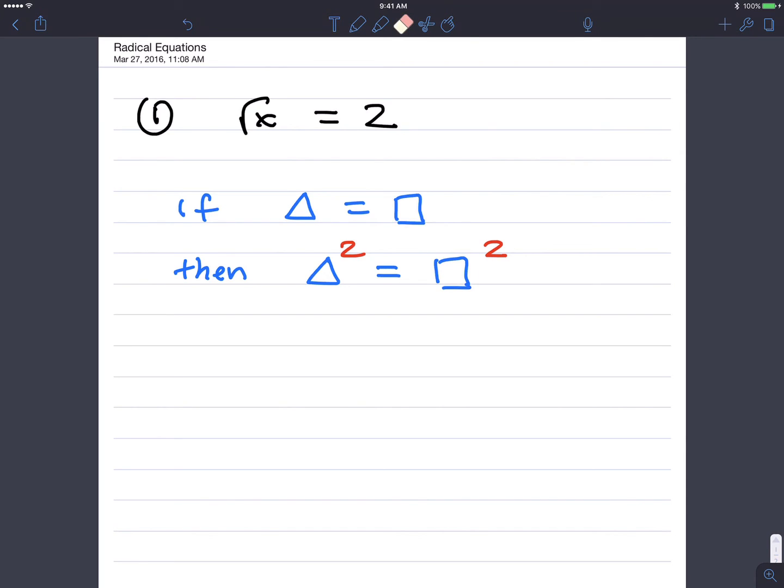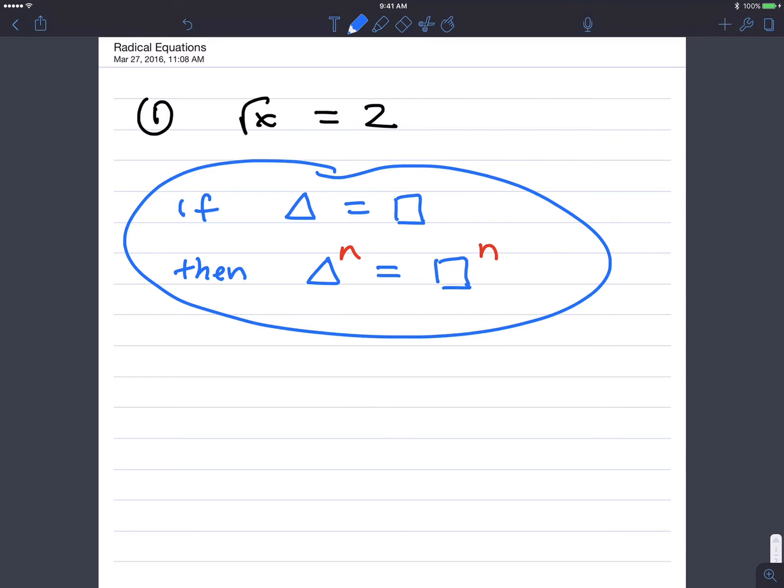So I can square both sides, or raise both sides to the third power, like I said, or I can raise both sides to the general nth power. And typically this is used to get rid of a radical. That is why we have this fact and why we use it: we want to get rid of a radical. In the case of a square root, squaring both sides gets rid of the radical.